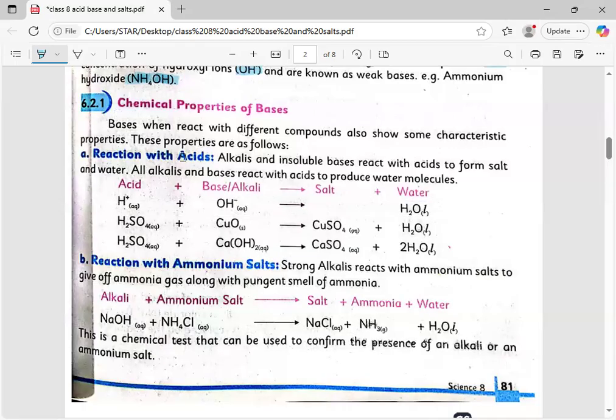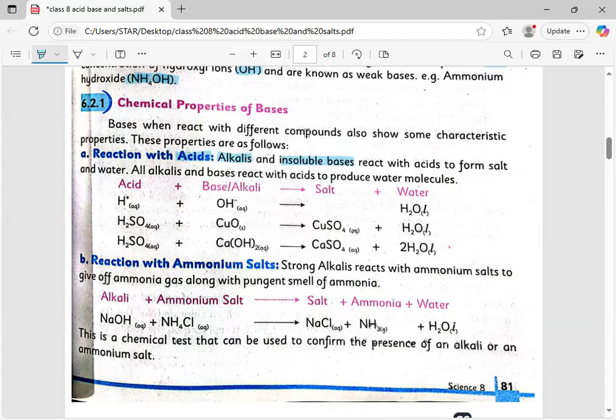Now, the number one reaction is a reaction with acids. Remember that alkalis and insoluble bases are two different words. As we have discussed above, alkalis are only those bases that, when dissolved in water, are easily solubilized. The other bases that are not readily soluble in water are called insoluble bases. So whenever either of these two types of bases reacts with acids, it always forms salts and water.